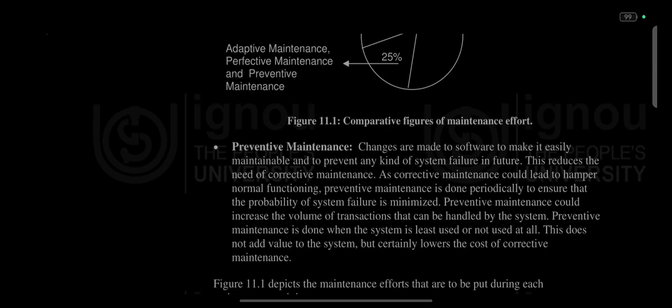Preventive maintenance could increase the volume of transactions that can be handled by the system. Preventive maintenance is done when the system is least used or not used at all. This does not add value to the system, but certainly lowers the cost of corrective maintenance.